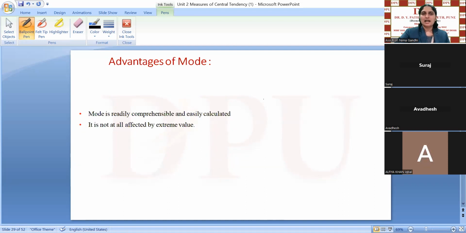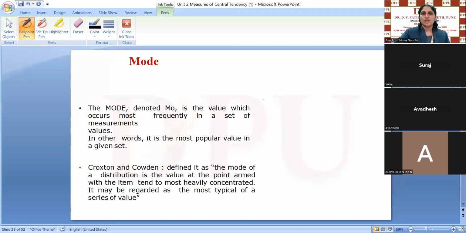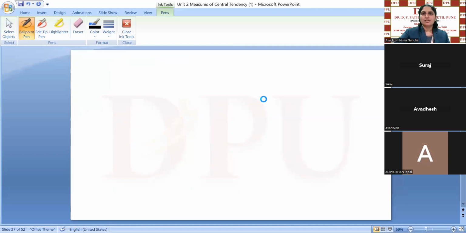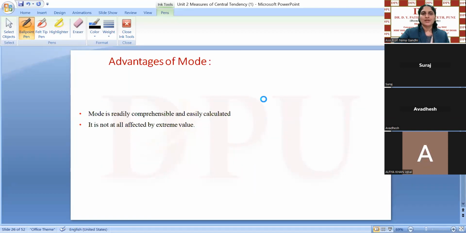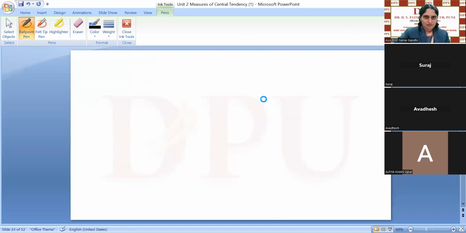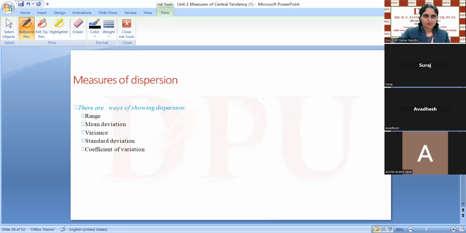So by looking at your data set, when you subtract the minimum observation from the maximum observation, you can easily find out the range. Okay. So in this case, 24 minus 0, that is 24 is your range. Okay. So let's go further.